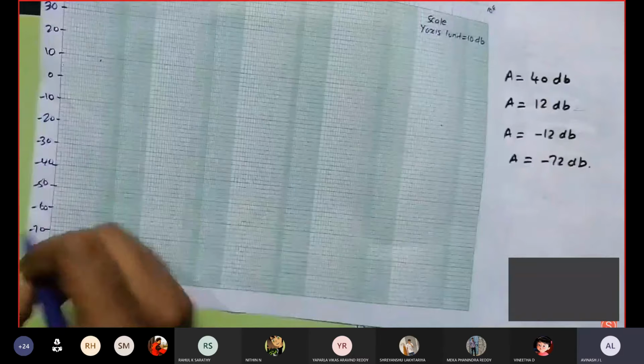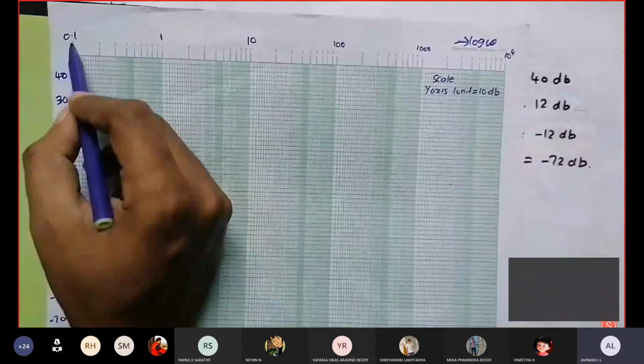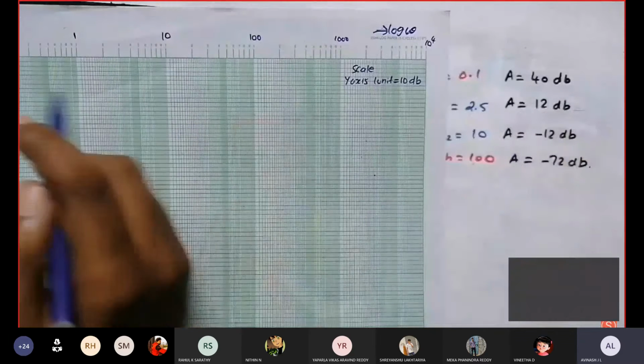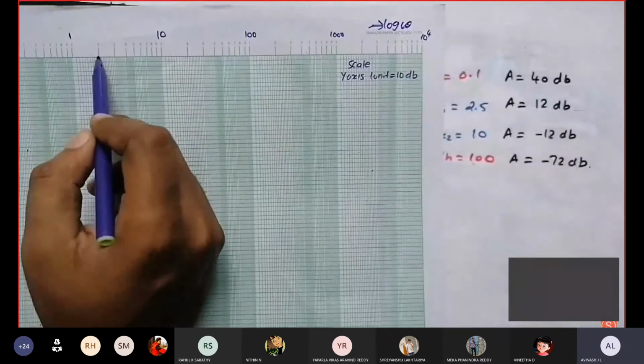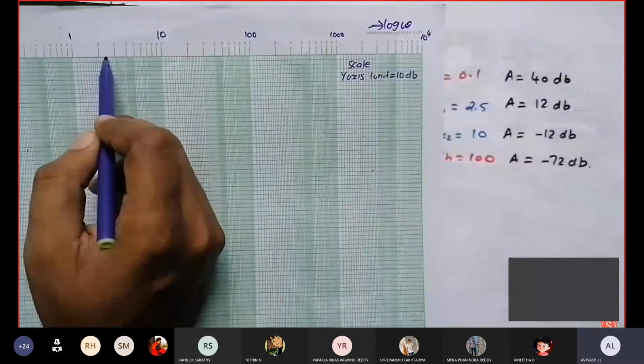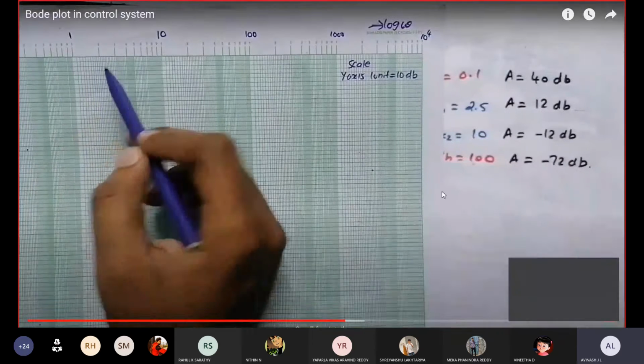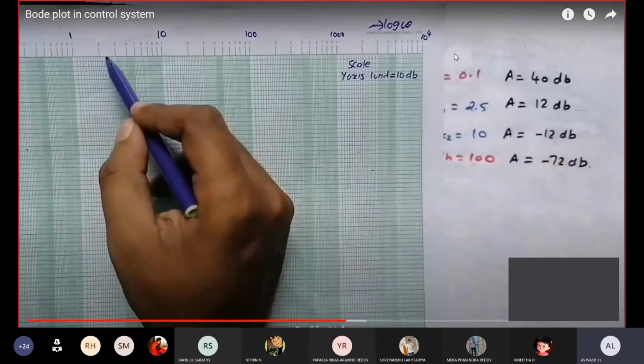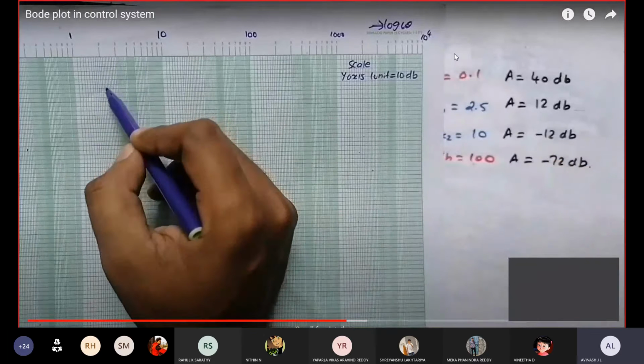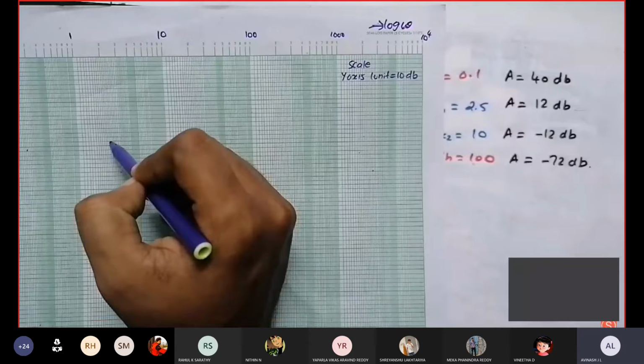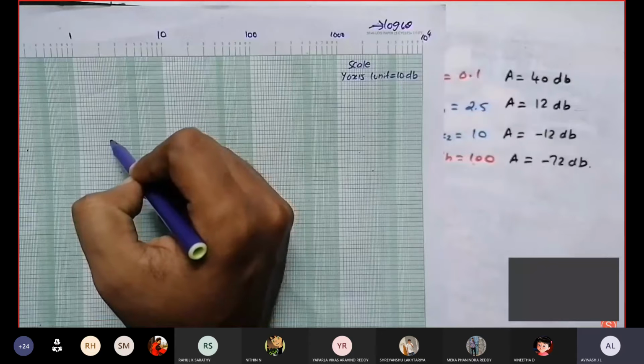At point 1, my magnitude is 40. So at point 1, the magnitude is 40. So this is my first point. And the next point is 2.5. My magnitude is 12. So where is 2.5? This is 1. This is 2. And this is 3. So 2.5 is here, in between 2 and 3. At 2.5, my magnitude is 12. So this is 10, then 12. So here, approximately here.